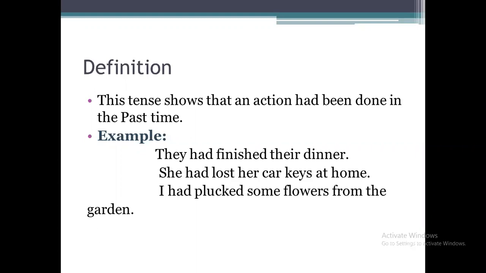So here we have "had", which helps us to clear the sense. So it is a helping verb. And after it, we have the third form of verb, the past participle form, as it is the perfect tense. A third example is, I had plucked some flowers from the garden.